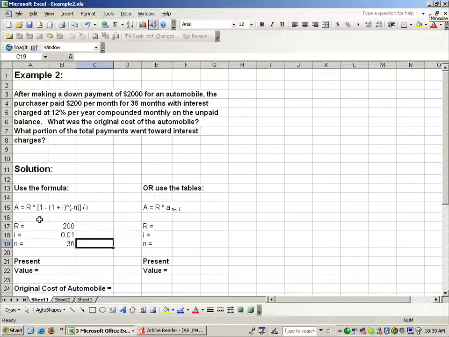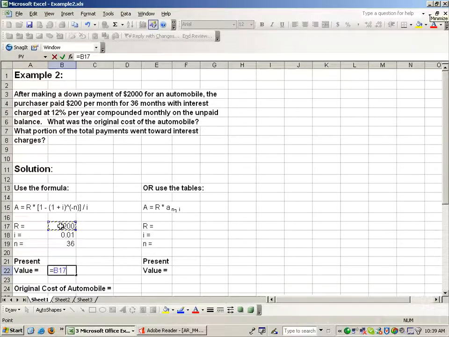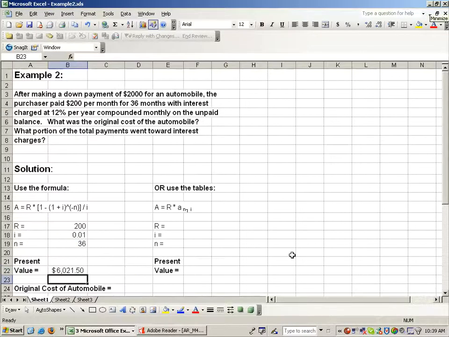All right, so let's follow the formula and find the present value of that. So that would be R times parenthesis 1 minus parenthesis 1 plus I to the power of negative n, close parenthesis twice, divided by I. Okay, so the present value is $6,021.50.